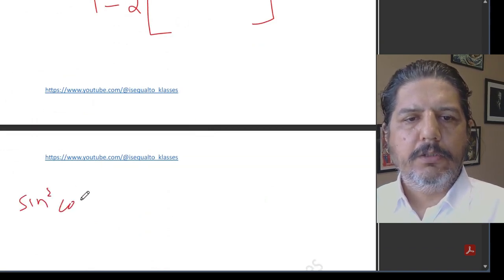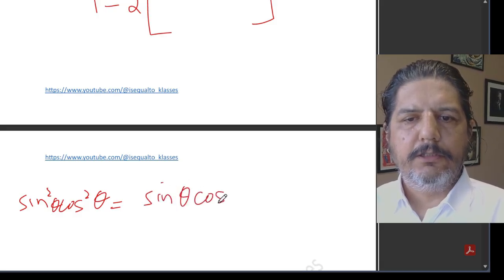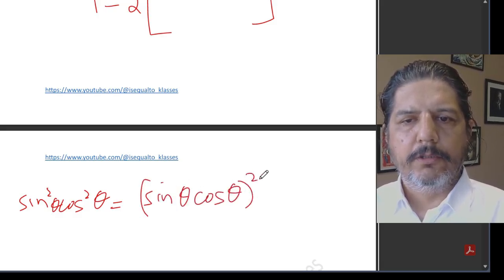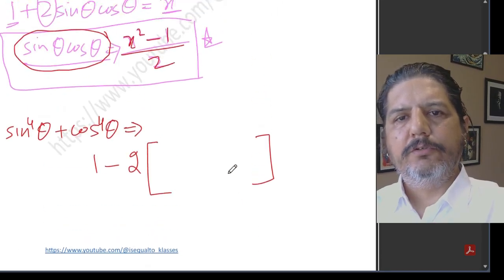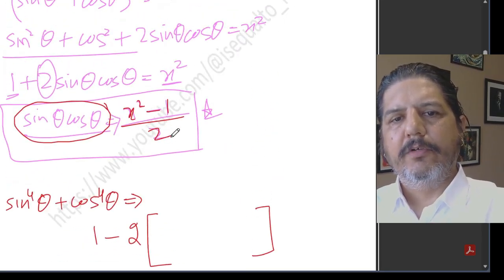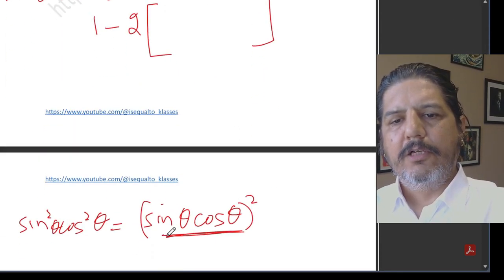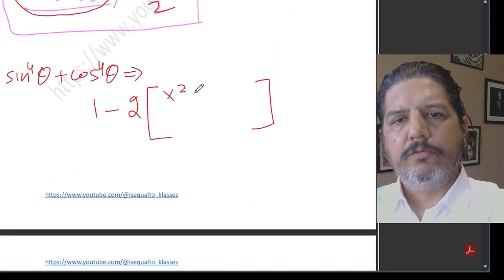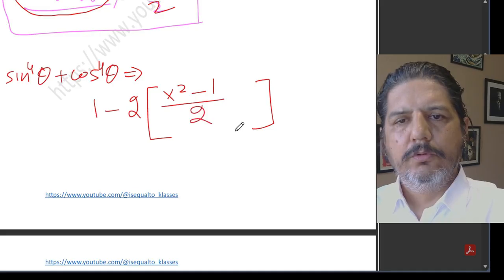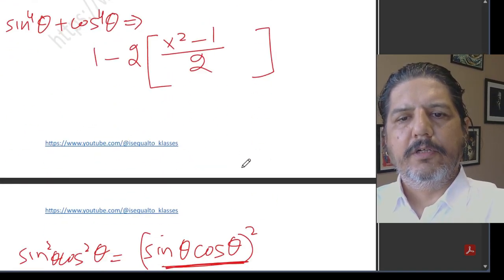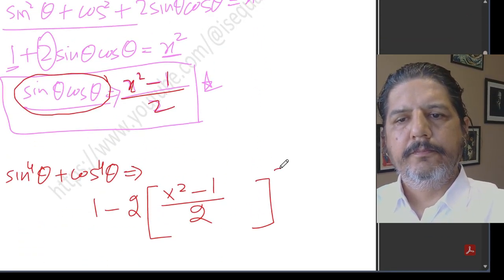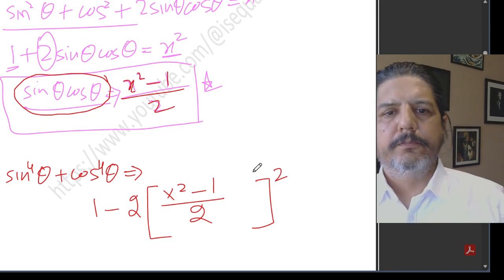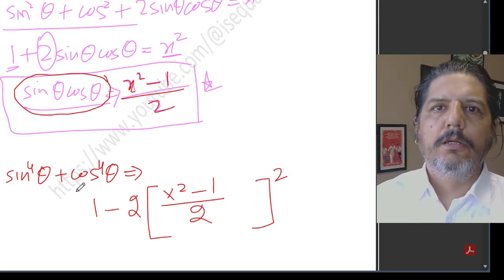Sin² theta cos² theta can be written as sin theta cos theta whole square. The value of sin theta cos theta is x square minus 1 upon 2. So this value is equal to x square minus 1 upon 2. I'll write it here. X square minus 1 upon 2 whole square. So I hope this is making sense.